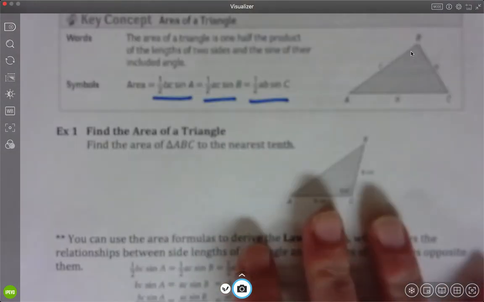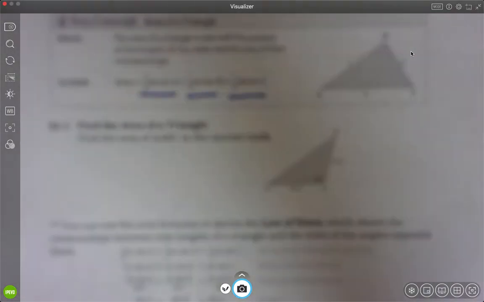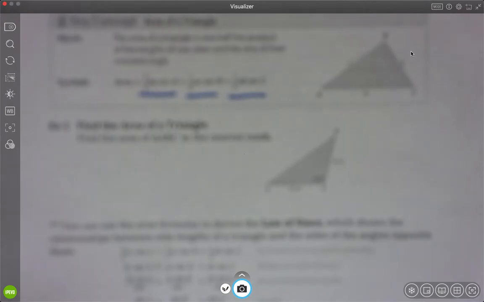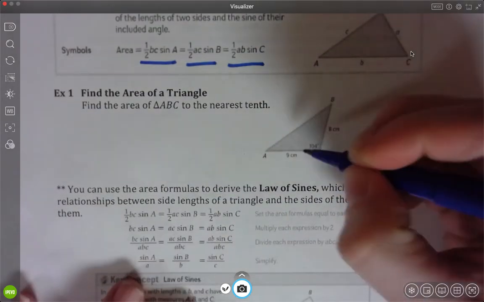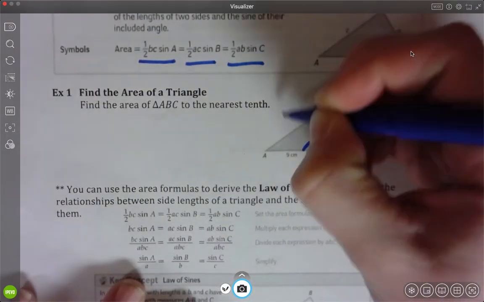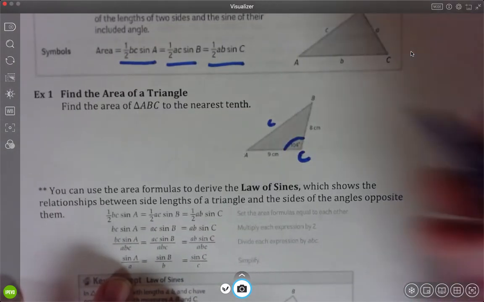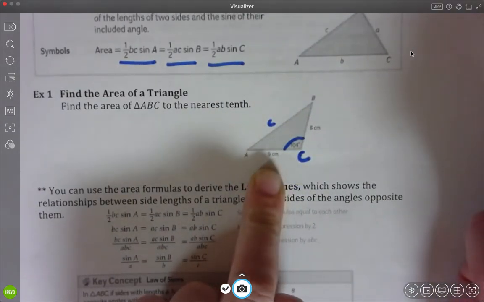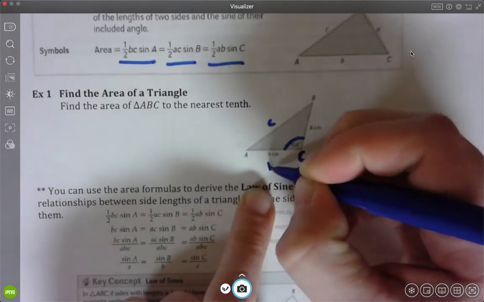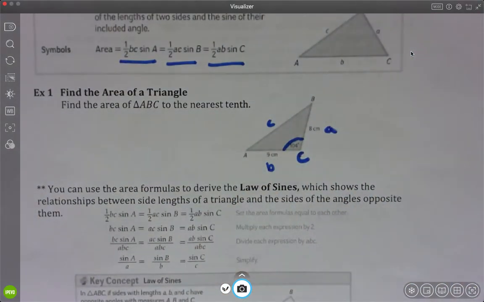All right, so find the area to the nearest tenth. They want us to plop some stuff in. And let's see what we have going on. There we go. Okay. So angle 104 is going to be my capital C. My lowercase c would be opposite that, and we don't know anything about lowercase c. But 9, we have to decide what 9 is. Is 9 going to be lowercase a or lowercase b? Since it's opposite B, it's going to be lowercase b. This guy is going to be lowercase a, okay?